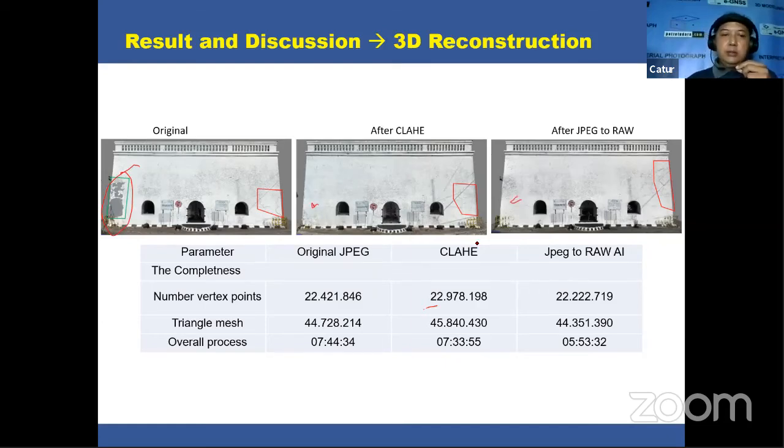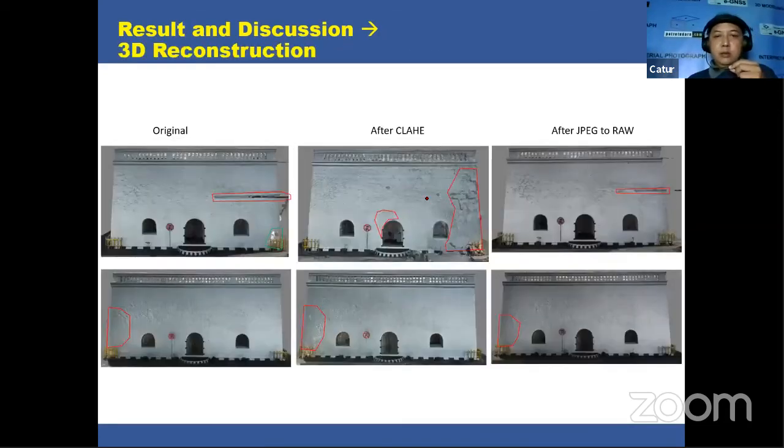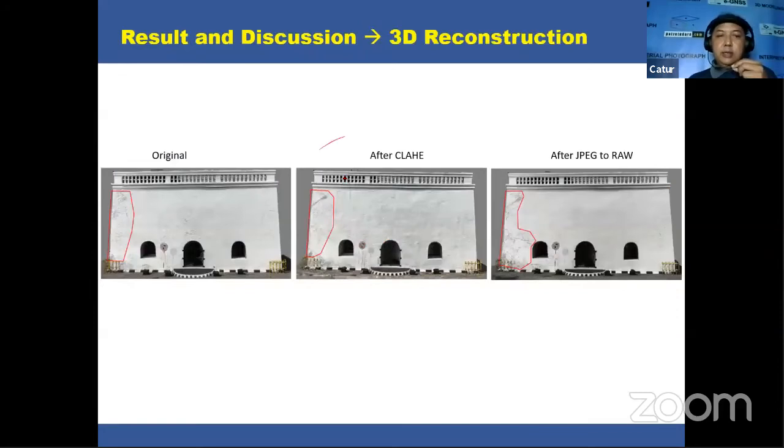Another example, we can get a better result here, depending on this polygonal. This is another example. We can have more feasibility in this area after we enhance, regarding its polygonal.